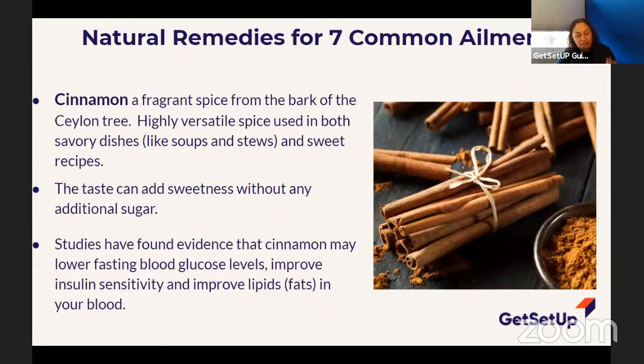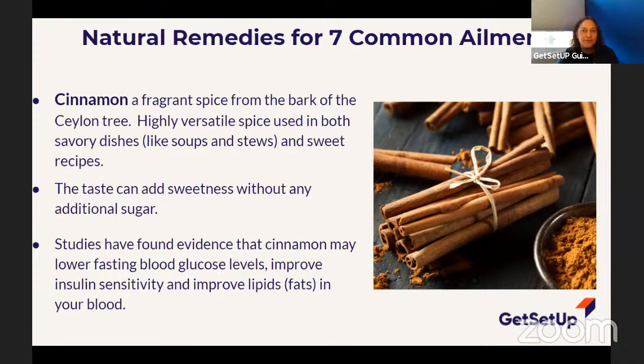But there are actual studies and research out there that say that cinnamon can lower your fasting blood sugar. And that's really important if you're diabetic, you know what I mean. It also helps to improve your insulin sensitivity.